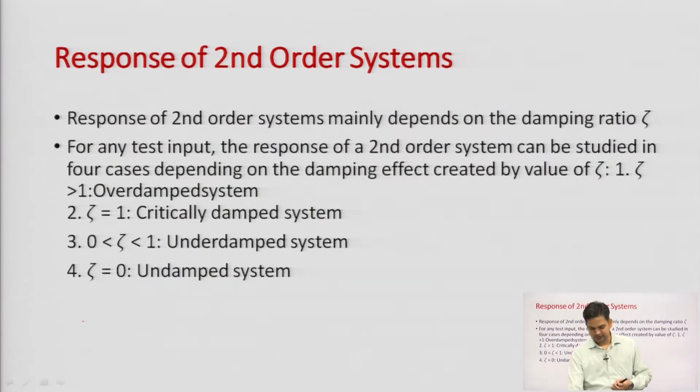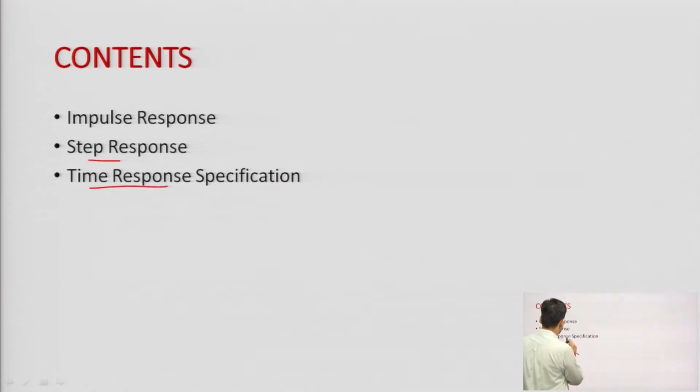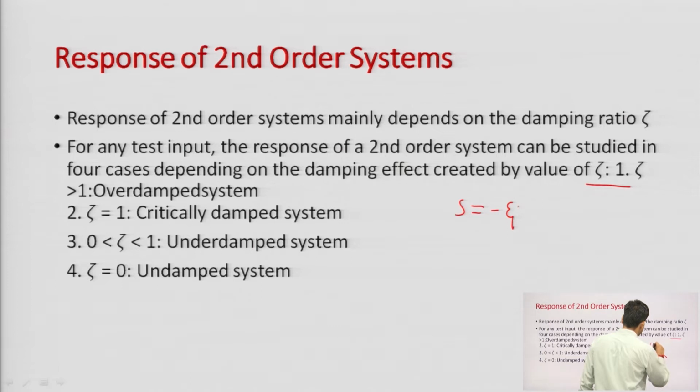In today's session we will discuss the impulse response, time response, you can say step response, and time response specification. In the second order system we get different responses depending on the value of zeta. If you remember the previous root, that is s equal to minus zeta omega n plus minus omega n under root 1 minus zeta square.